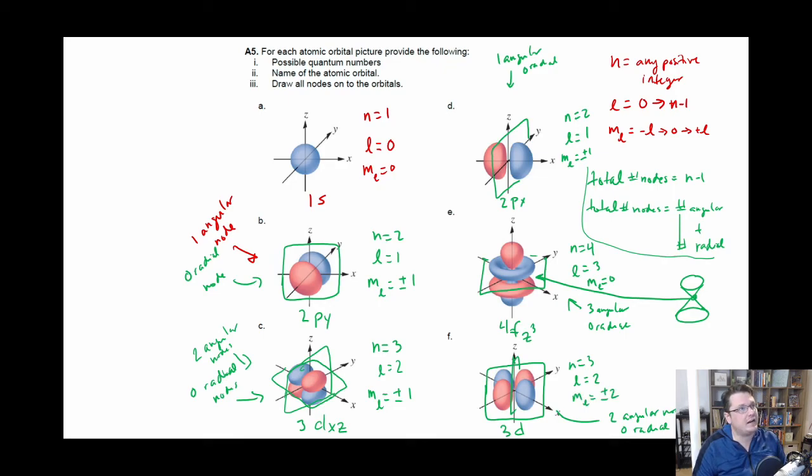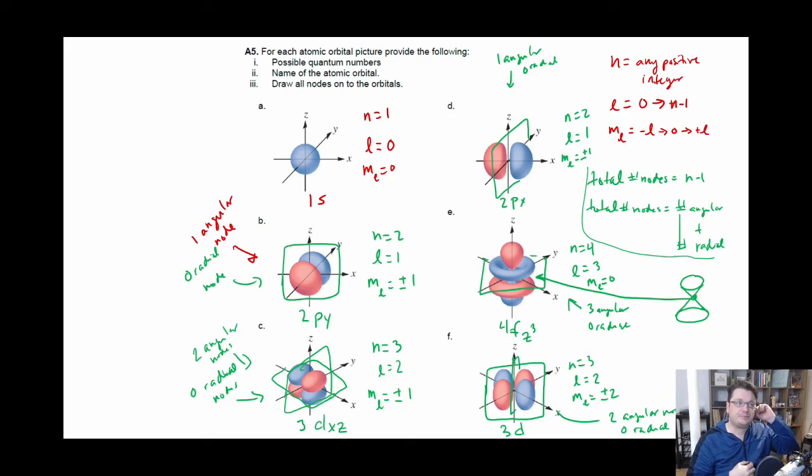The next thing to figure out is, okay, there are two different combinations that you can have. You can have the x squared minus y squared, and you can have the xy. So those are the two different ones that have the m sub L plus or minus 2 value. To figure out which one it is, the xy is the one that sits in between the x and the y axis, because you're multiplying the two of them together. So if you have positive x, positive y, you're going to get a positive thing.